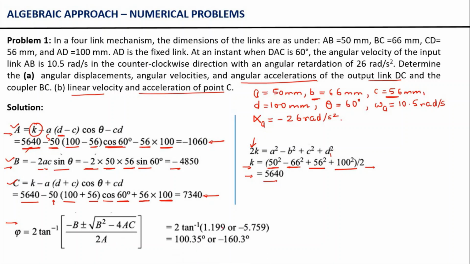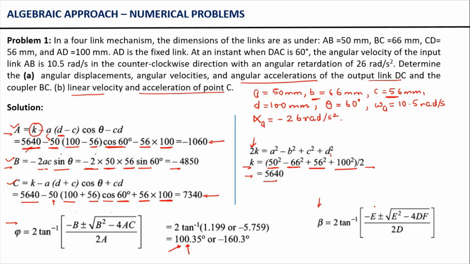Now this will give you 2 tan inverse 1.199 or minus 5.759. So here you can observe you can have two values of phi. So we are going to pick up this first value, that is phi equal to 100.35 degree for further analysis. Now in the same manner, you can calculate for beta.